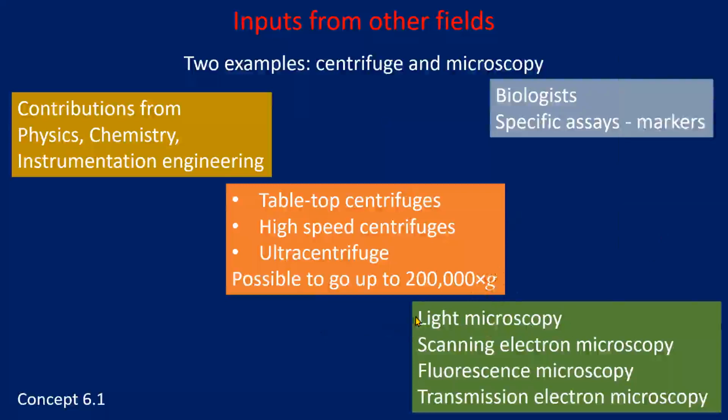And now apart from that, we have one more technique called microscopy, and over there, biologists can help us find specific organelles. They can mark them, or they can prepare specific assays, and there could again be different techniques in microscopy. It could be light microscopy, scanning electron microscopy, fluorescence microscopy, transmission microscopy.